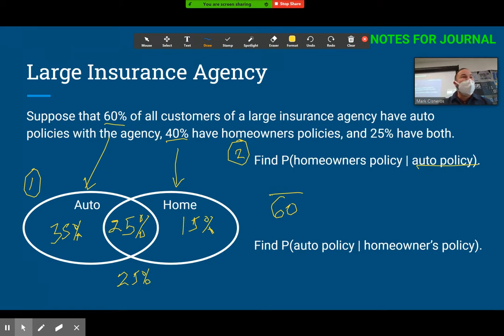What this is asking for is the probability of a homeowner's given that they have an auto policy. So out of that 60%, what percentage have a homeowner's policy? 25. Out of this 60 total right here, what percentage have a homeowner's? Well, it's just that 25% in the middle. So this is how I'm going to divide. Use your calculator. Divide that out. 3 decimal places.